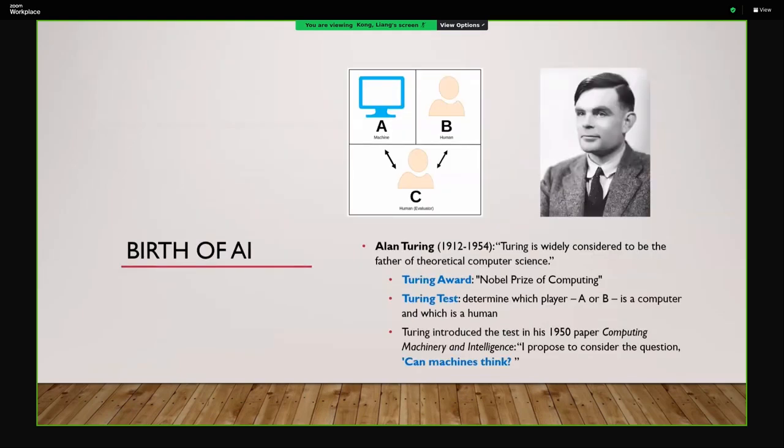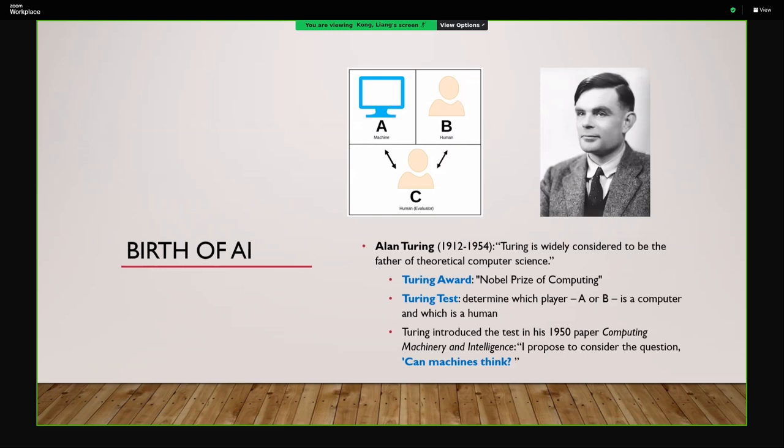All right, so if you ask any computer scientist who is the most influential scientist in computer science, chances are you have heard this name: Alan Turing. He is a British mathematician. At that time, there was no computer scientist yet. He is a mathematician and computer scientist, and is widely considered to be the father of theoretical computer science. There is an award named after him, which is also viewed as the Nobel Prize of computing.